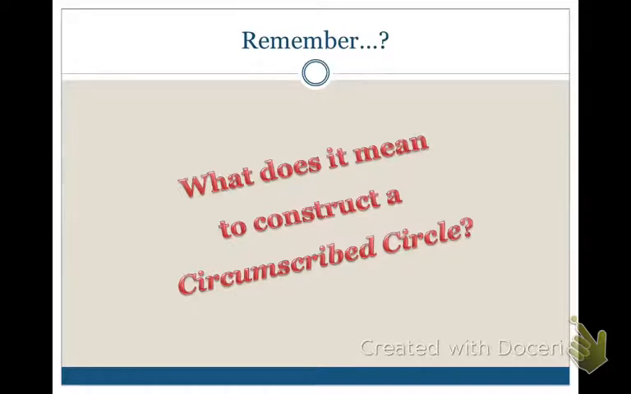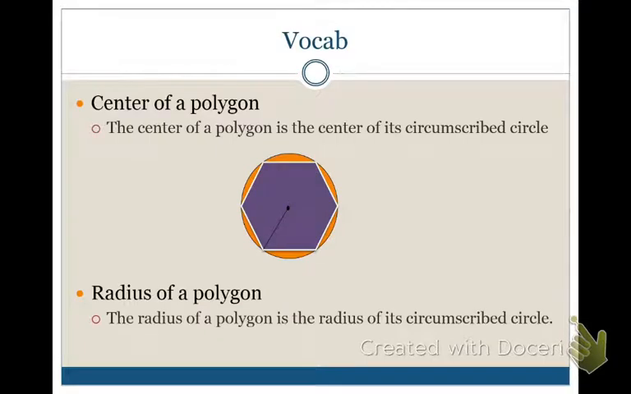Does anybody remember? Circumscribed circle? All right. Okay, so circumscribed circle means that you have a shape like a, this is a hexagon. If you draw a circle around it so that it goes through each vertex of the regular hexagon, that's a circumscribed circle. It's circumscribing that hexagon.